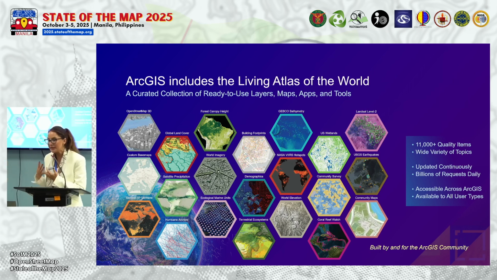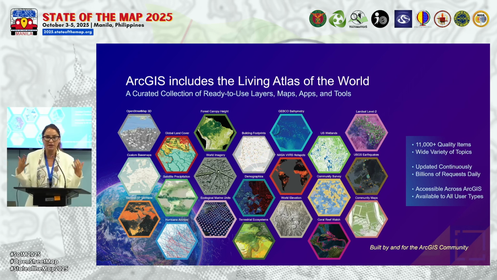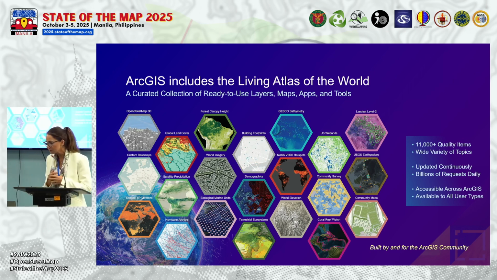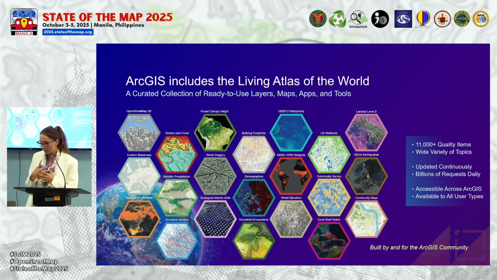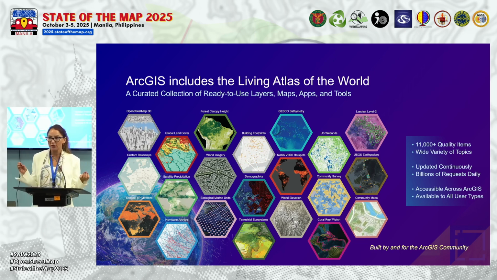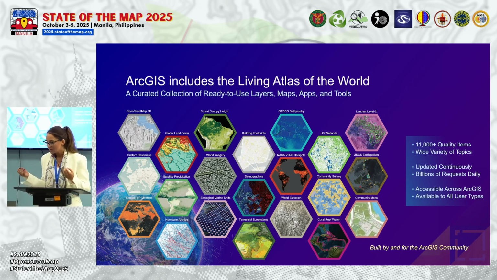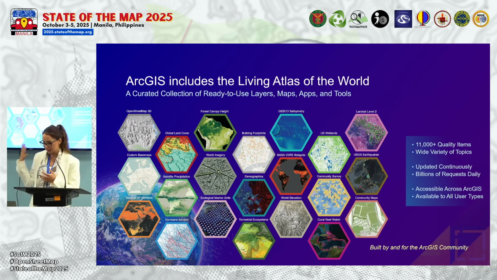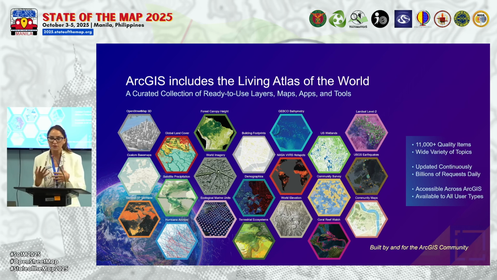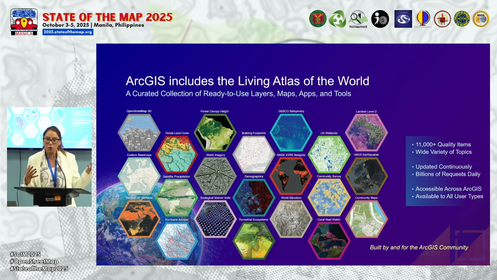So we have about 11,000 quality items in the Living Atlas. And they have a wide variety of types of topics. And the most important thing about Living Atlas, it's living. So the data inside that, like the items, are updated continuously. Some of the items, we call them live feeds, may update every 5 minutes, every 10 minutes. And those are like earthquakes or hurricanes.